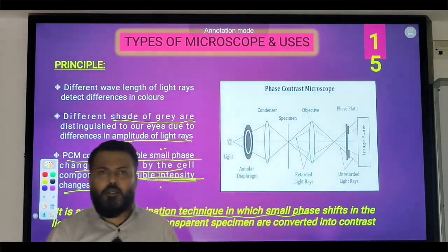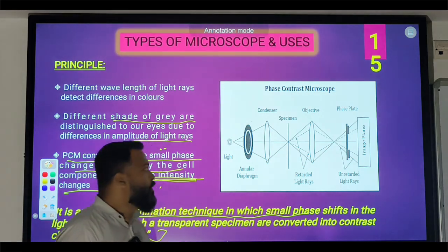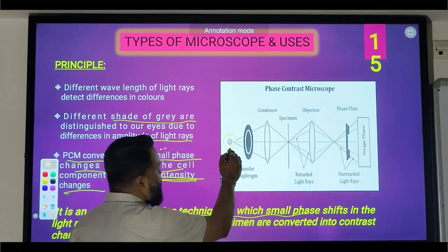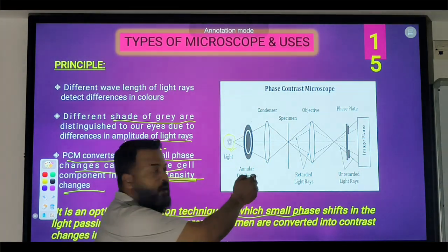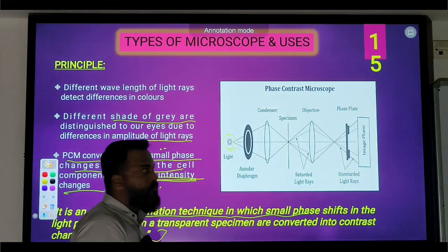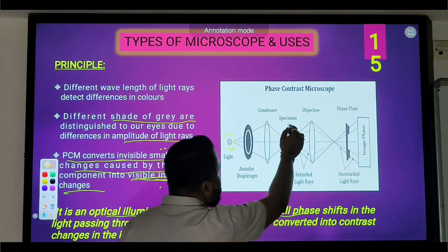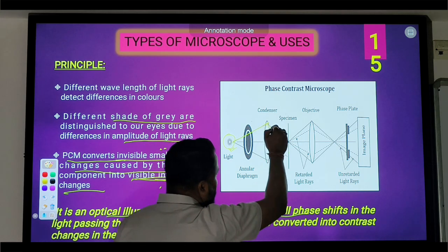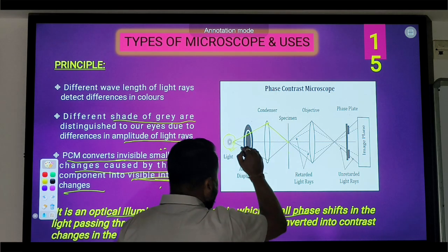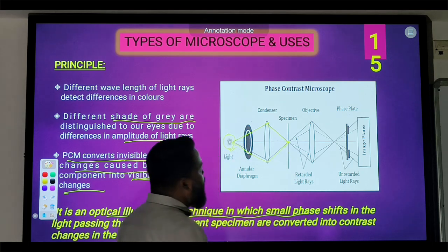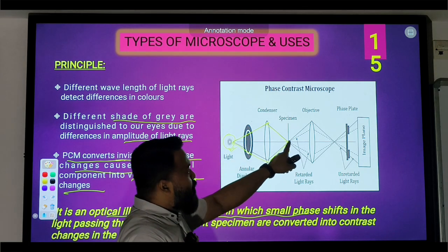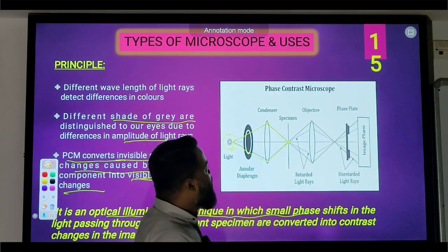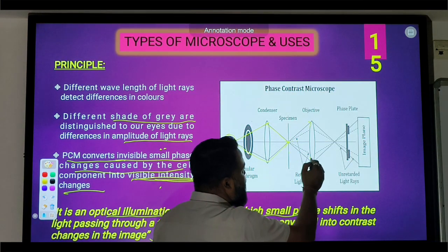Now, how does this microscope work? This is the light, the source of illumination. Then there will be one structure known as the annular diaphragm. Thereafter, a condenser is there, and the specimen will be there. The light ray will go from the condenser to the specimen. Similarly, here also the light will go and point to the specimen. As soon as it reaches the specimen, it will be refracted towards the objective. So now it will reach the objective.